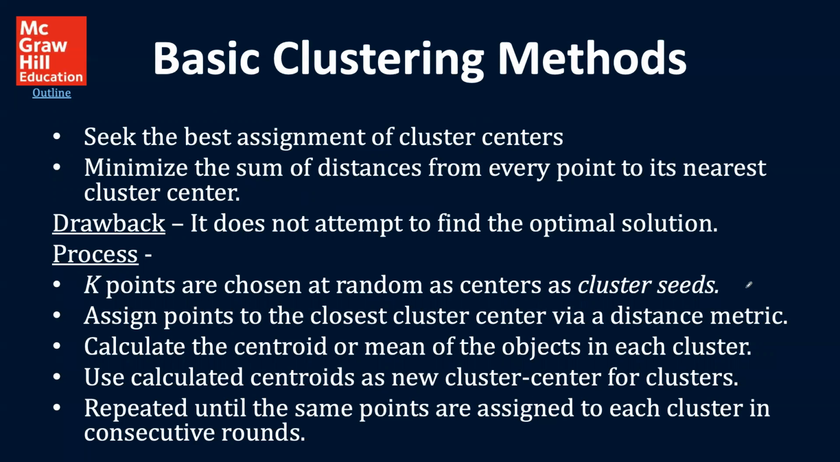The process is that k points are chosen at random as centers, as cluster seeds. We assign points to the closest cluster centers via a distance metric, and calculate the centroid, or mean, of the objects in each cluster. Then we use the calculated centroids as the new cluster centers. We repeat until the same points are assigned to each cluster in consecutive rounds.